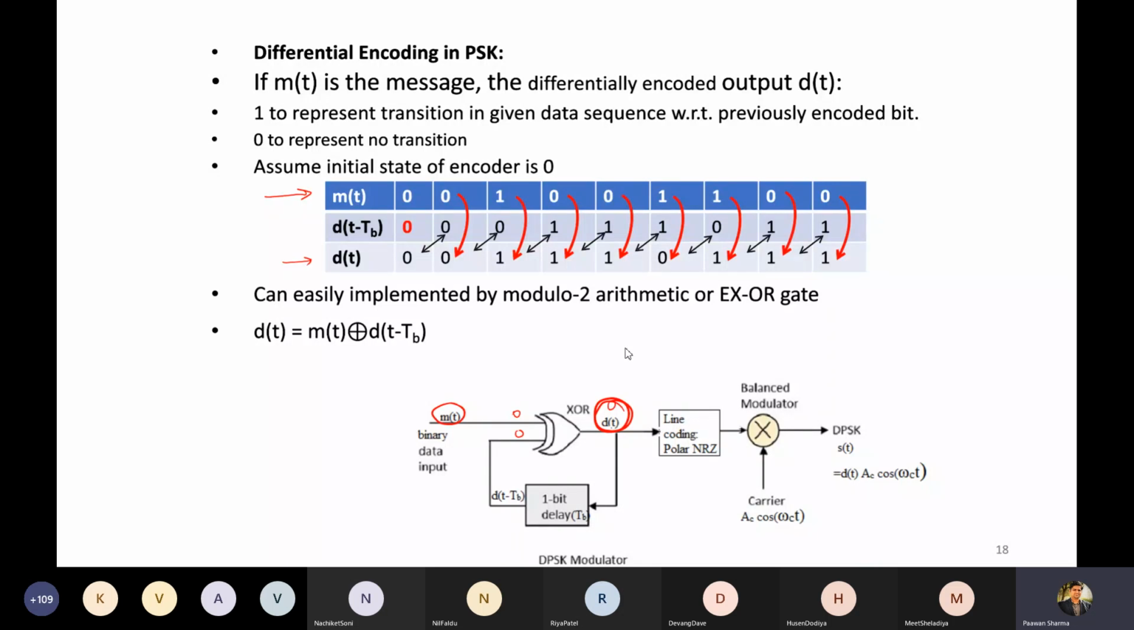By this time, d(t) is unipolar. Convert it to bipolar and feed it to a balanced modulator. The other input will be a carrier cos(omega_c t), and the output will be a BPSK. The only difference is that the data is not directly the input; rather, you are converting it into a differentially coded form. I hope this is clear to everyone. If you have any doubt, please ask.